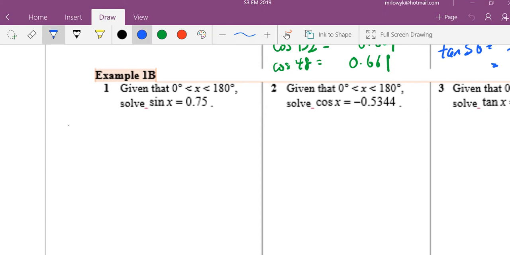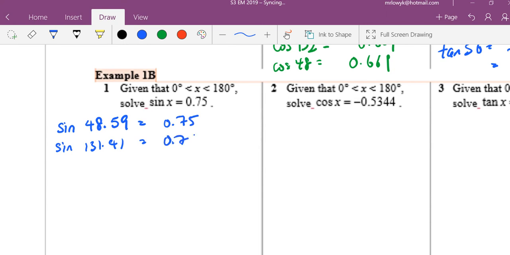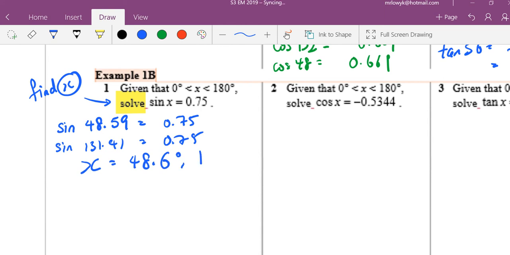Okay, answer is this. Can you try? Press your calculator. Can you also press your calculator for this? What do you get? Do you get 0.75? So do you agree that based on this, if I ask you sine x equals 0.75 and I tell you this is equal to 0.75, this is equal to 0.75, do you agree that x, by the way, the word solve means find x, find x. So do you agree that x will be equal to 48.6 and 131.4?